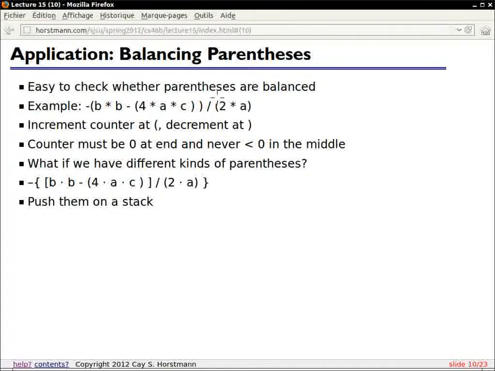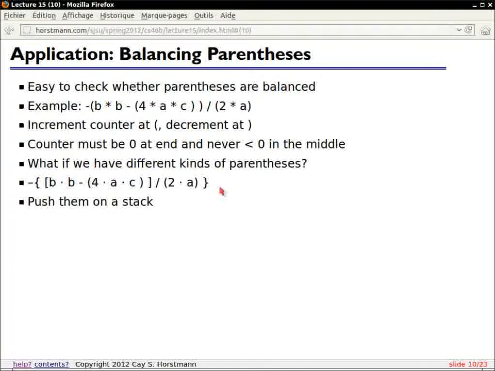Now, no actual programming language does this, but in math, some people do use round parentheses, and then when they have too many of those, they use square parentheses, and when they run out of those, they might even use braces. So what if you wanted to check whether an expression like this was well formed? That's where the stack comes in, because what you would do is push the parentheses on a stack as you see them, and I'll just demonstrate that here.